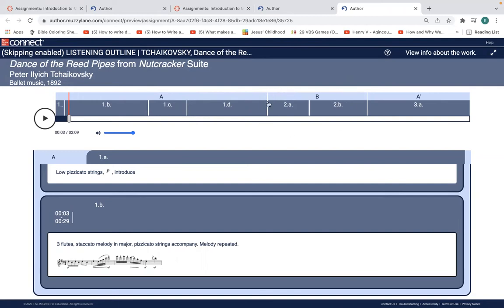B stands for different material and different key. But then, to satisfy the listener, Tchaikovsky brings us back to the same material as was in the beginning and in the same major key. So those two pieces, the Bach Bourrée and the Dance of the Reed Pipes, are both examples of how key, as well as new musical material or repetition of the same musical material, determines form.